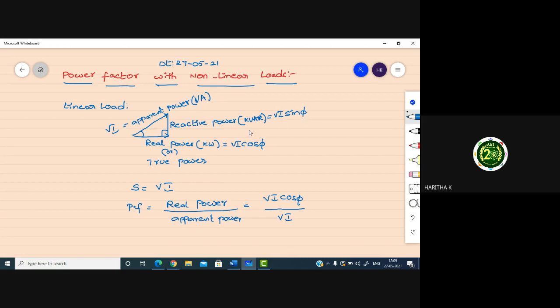These are all things you studied in your basic electrical engineering. You may have forgotten it. So now remember the power factor formula is real power by apparent power. So if you cancel out these two, power factor is cos phi. Here phi is the phase angle difference between S and P. S is the apparent power and P is the real power or true power.